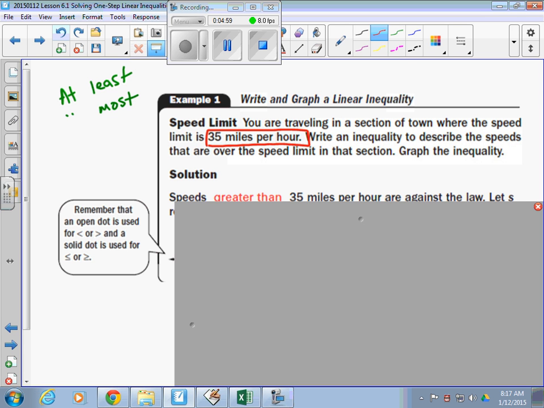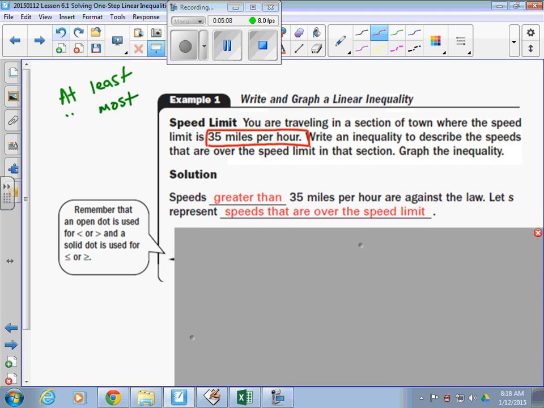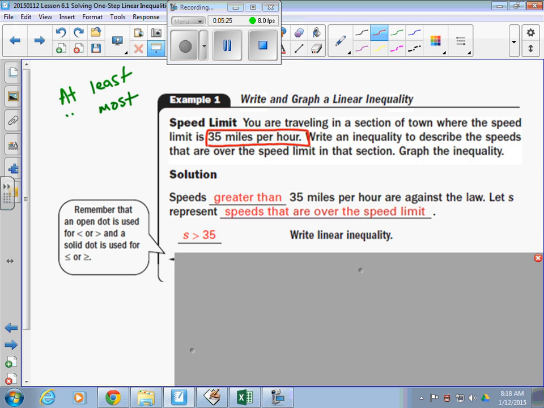Look at what it says on the left. It says, remember that an open dot versus a closed dot or a bubbled in dot or a blackened dot or whatever means that it has "or equal to." So it says speeds greater than 35 miles per hour are against the law. So let S represent speeds over the speed limit. S just acts like any other variable. They just said let S instead of X. S is greater than 35. Again, it doesn't say "or equal to," because 35 miles an hour is okay.